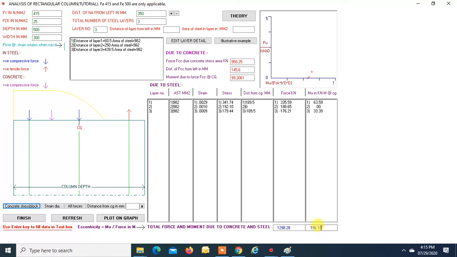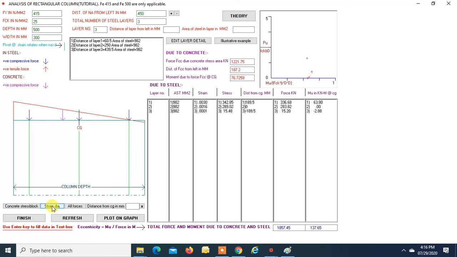Now we can see as the neutral axis moves towards infinity, which is towards the tension phase, the moment goes on decreasing and the Pu goes on increasing. Right? So let us plot it on the graph. Okay. So the more points you take, the more perfect a graph you will get, right? Now let us take 450. Now finish. We can see the concrete stress strain diagram.